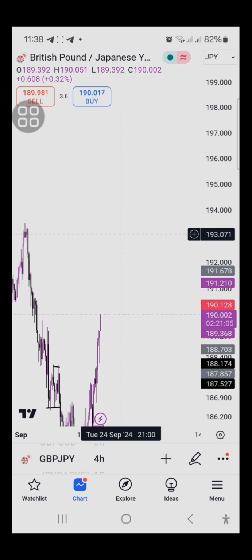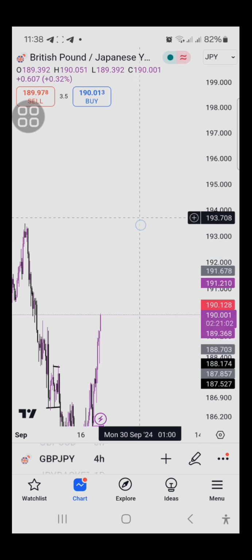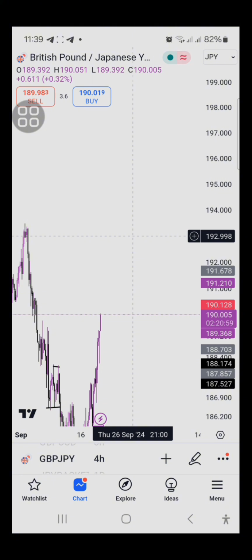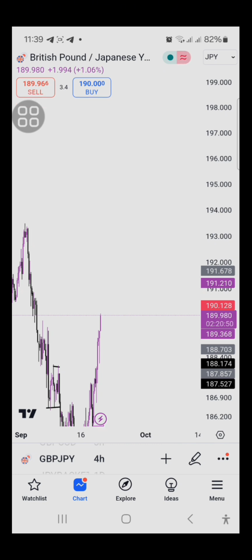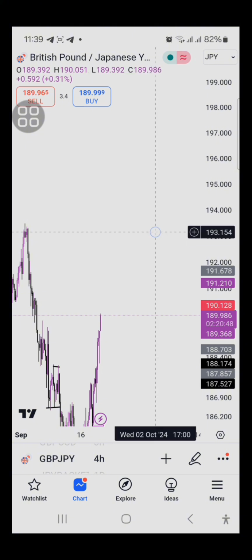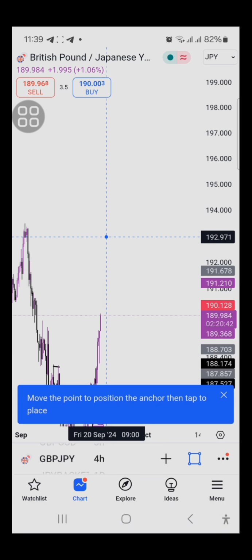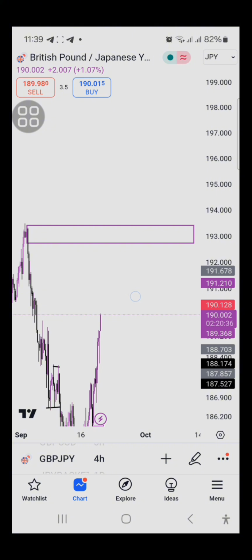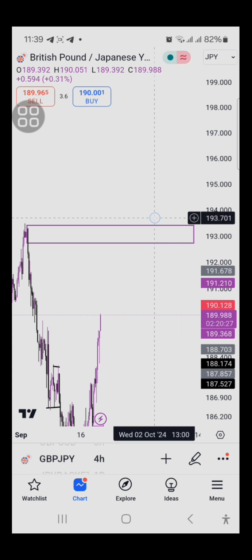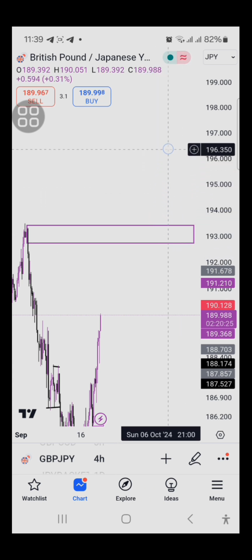But I cannot wait, or I may not be online when price comes to that zone, and I don't want to miss that trade. So what I will simply be doing is setting a buy stop right here, okay? I want price to come here and meet me. Once price meets me here, I want to see a continuation or an upward movement from here.